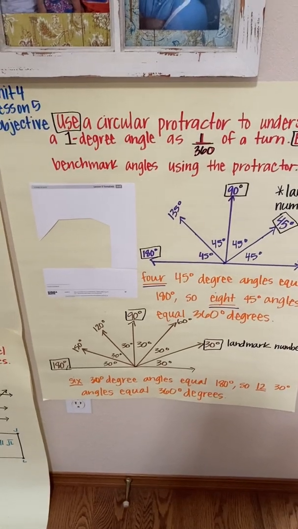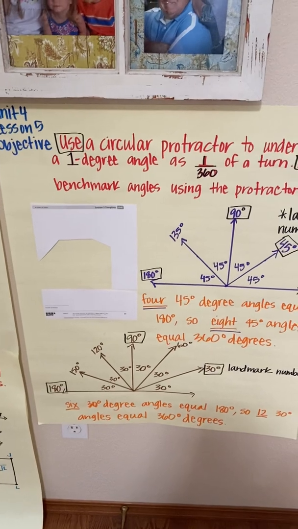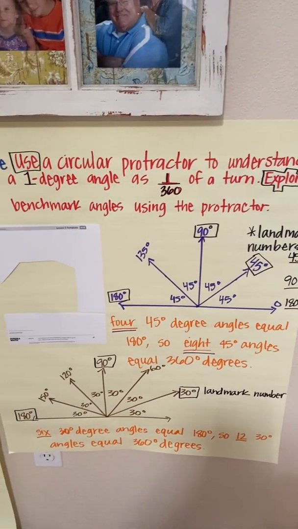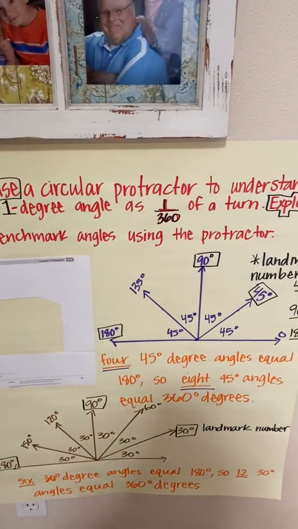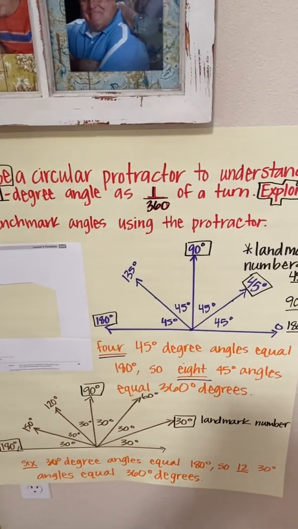Good morning, Nighthawks. I'm just going to redo lesson 5 in unit 4, where we're using our circular protractor to understand a 1-degree angle is 1/360th of a turn, and then explore benchmark angles using our protractor.